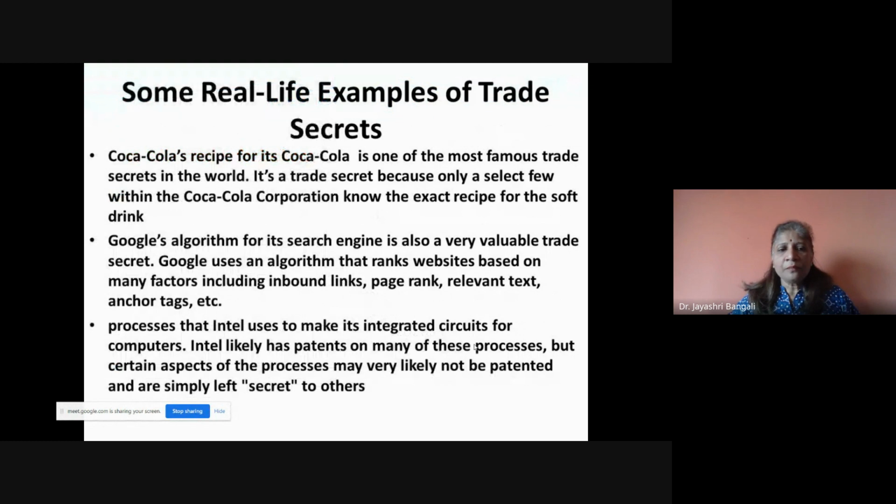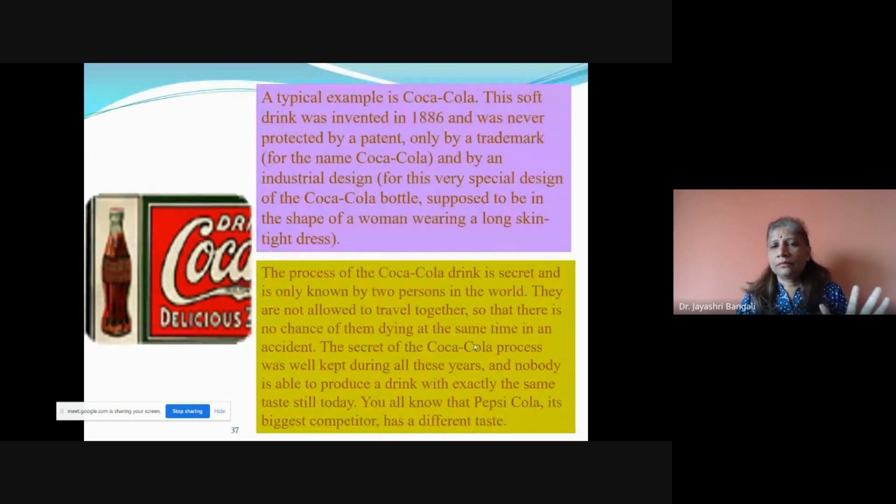I will give you an example. You can search for this and you will get interesting stories about Coca-Cola. The Coca-Cola recipe is one of the most famous trade secrets in the world. It is a trade secret because only a select few people at Coca-Cola know the exact recipe. The Google algorithm and Intel's processes also come under trade secrets. They have not registered them anywhere; it is confidential information kept with the company. It is very risky, but still they have kept it secret and not registered it anywhere.